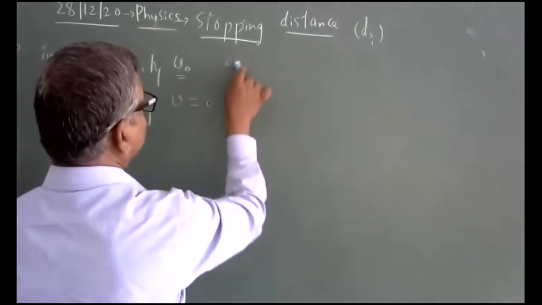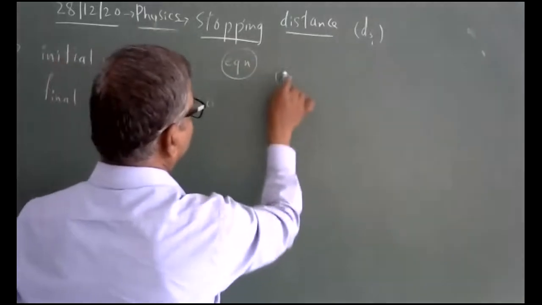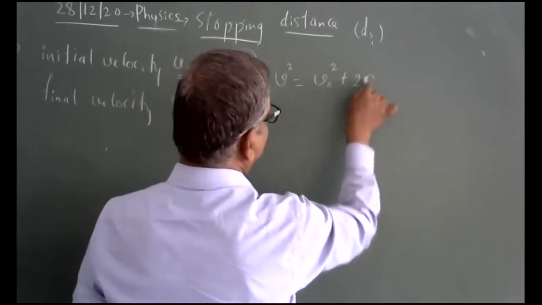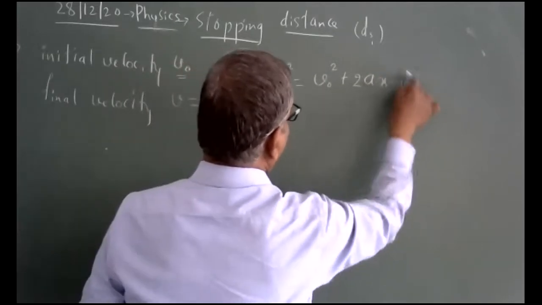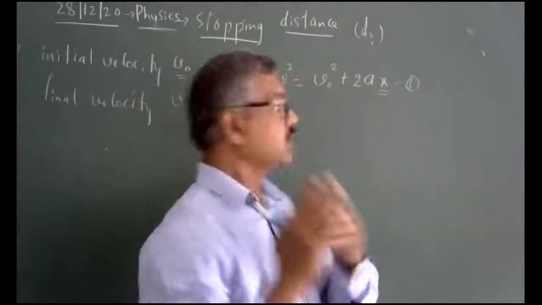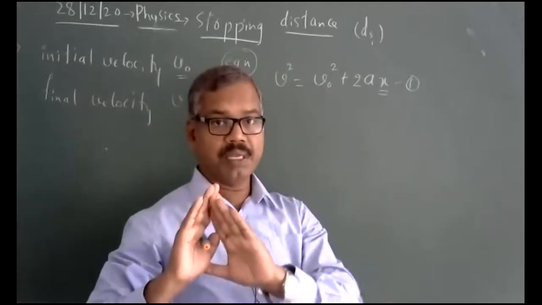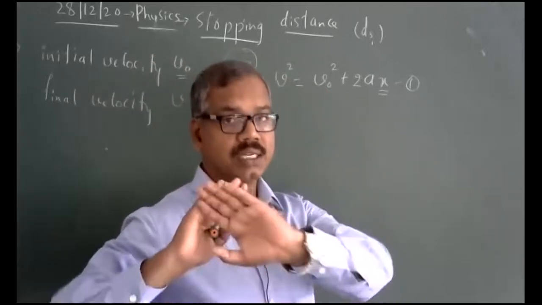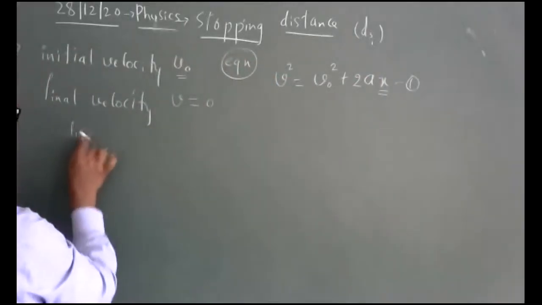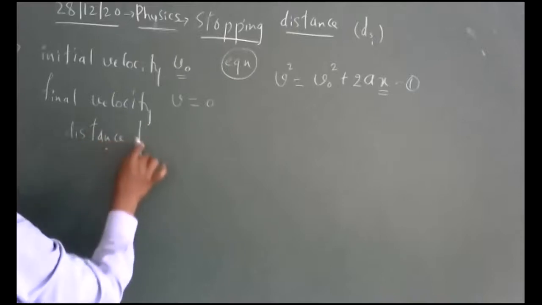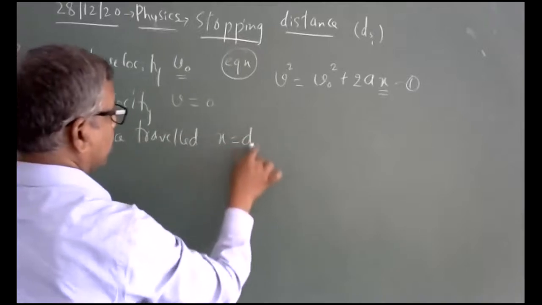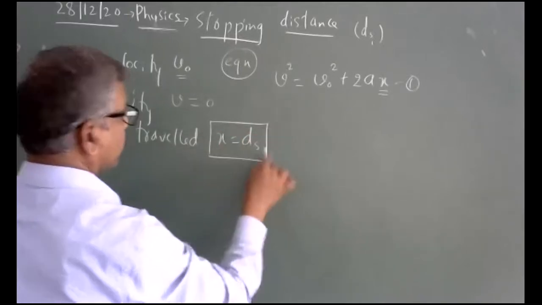Now, the equation of motion I will apply is final velocity square equals initial velocity square plus 2AX. I'll be using this equation. This X is the distance traveled. The vehicle is moving with some velocity, that is called initial velocity. You apply brakes, it travels a certain distance, then it stops. The distance traveled is called X. We will replace X with the distance traveled. X is equal to ds, that is called stopping distance before it comes to a stop.